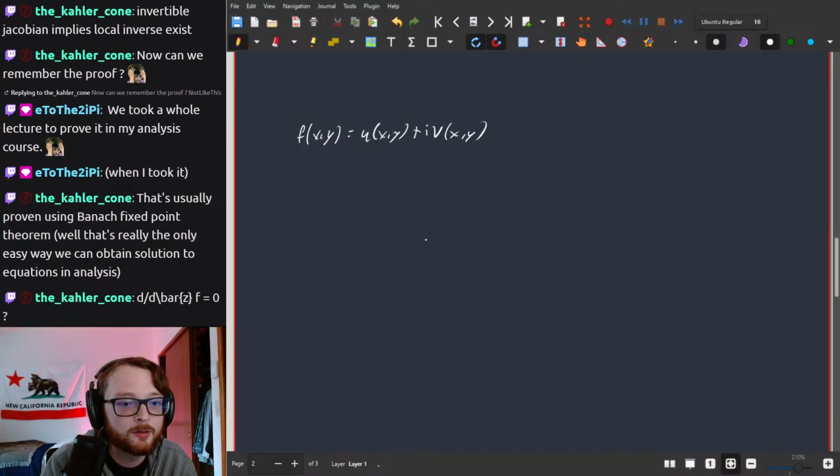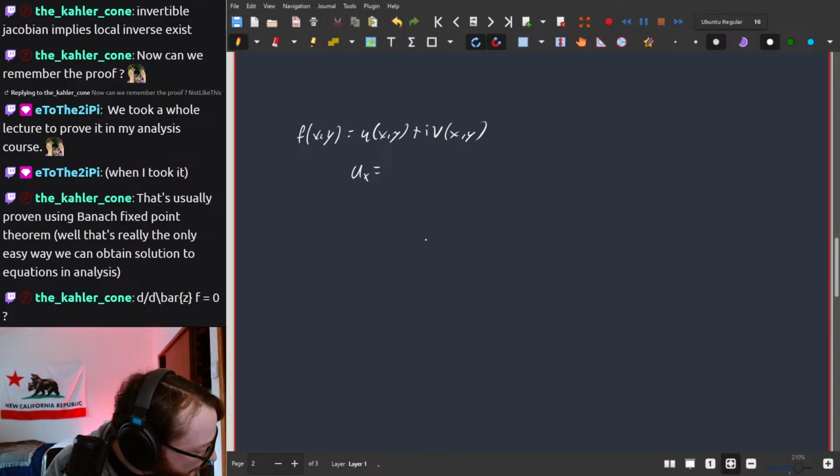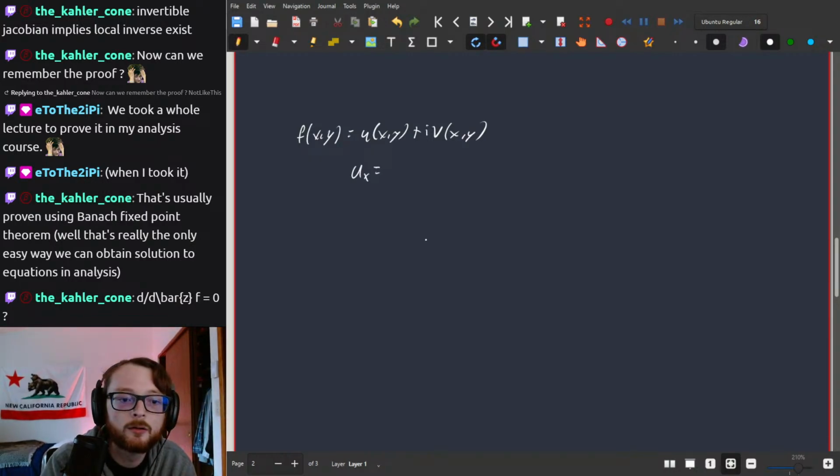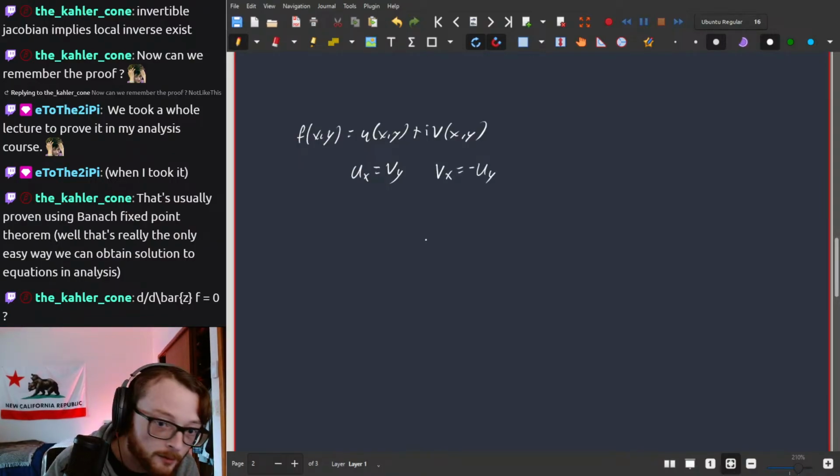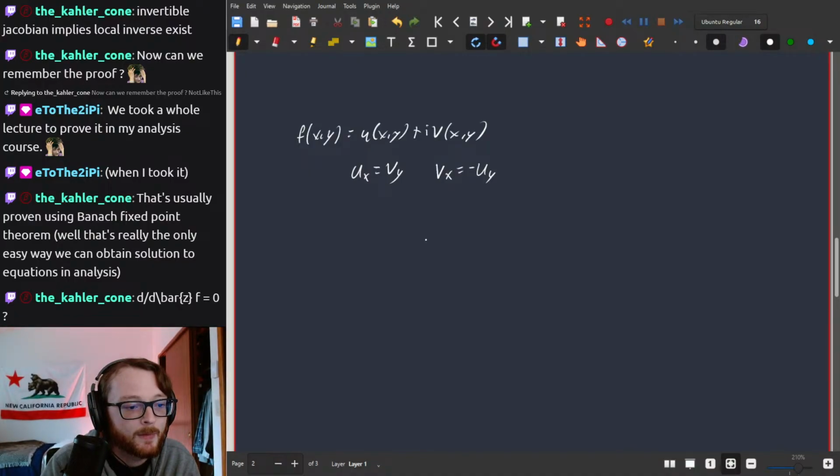The Cauchy-Riemann equations say u_x equals v_y, and that v_x equals minus u_y. Yeah. The d bar z. No, I think I've seen that. Maybe, I don't remember.